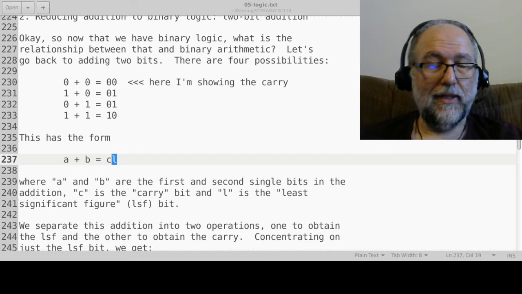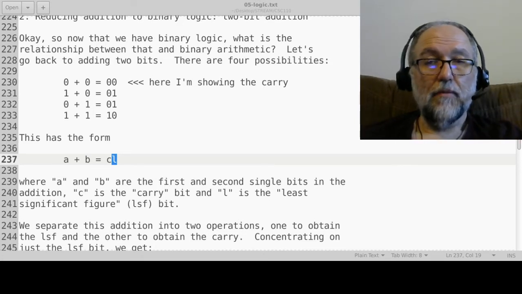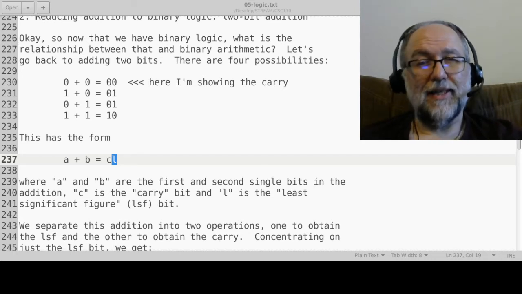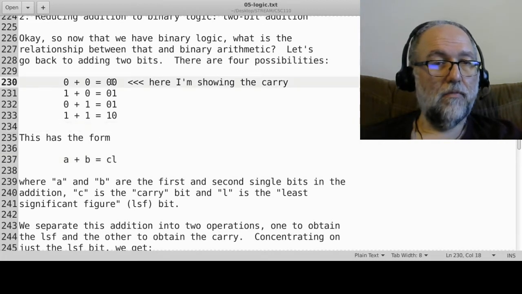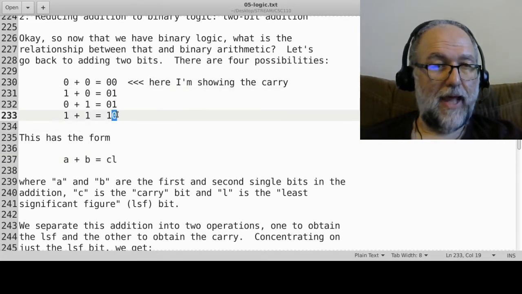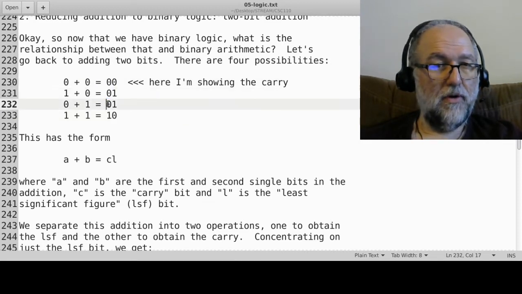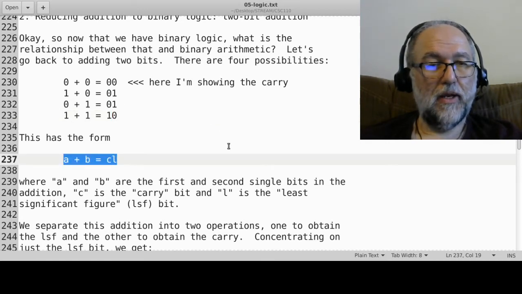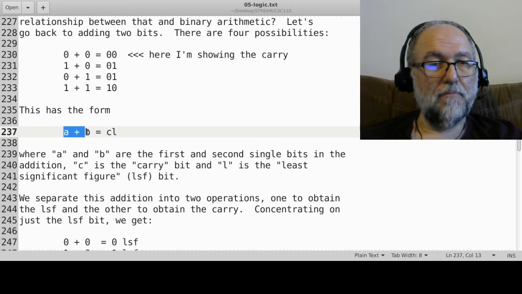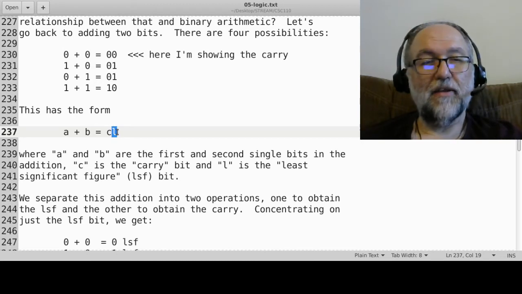The carry is the one we write on the left, and we carry into the next column if we're doing multiple column addition. The least significant figure is the thing that you would write underneath the line. So that number, that number, that number, that number, that's the least significant figure. This number, that number, and that number, those are the carries. You can see that all of them have this form. Once again, A and B are the two numbers you're adding, C is the carry, and L is the least significant figure.